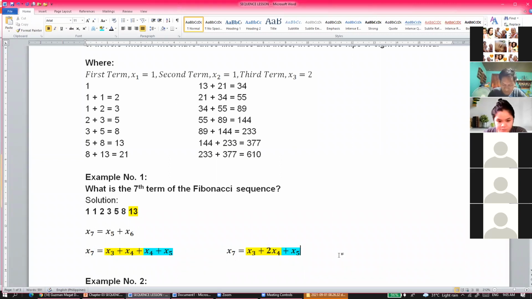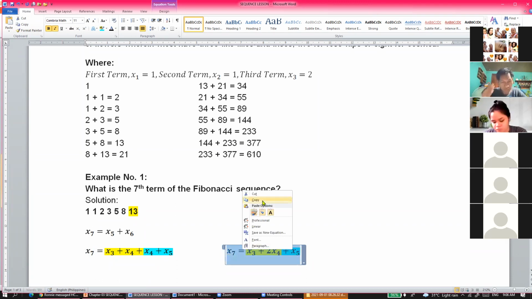Now, continue. Ngayon naman, ang x sub 3, ang x sub 4 naman at ang x sub 5 ang papalitan ko. Okay? So, let me rewrite this again. Copy ko uli yan.